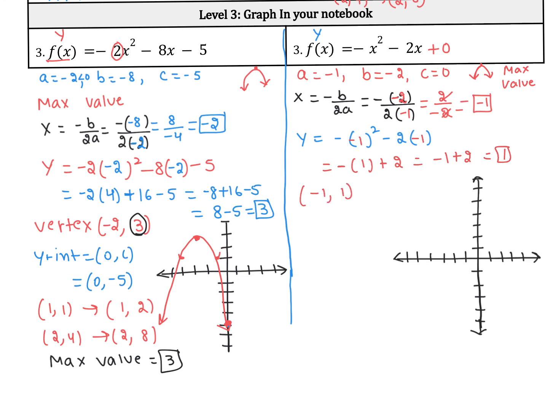The y-intercept is going to be 0, c. In this case, c is 0, so the y-intercept is 0, 0. The vertex is negative 1, 1. Mirror the point and it is going to give you a downward parabola, and the maximum value is the y coordinate of the vertex, that is 1.